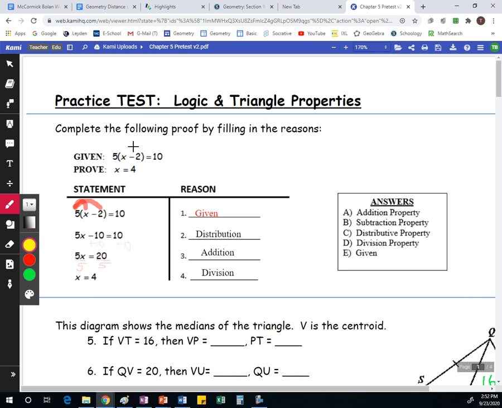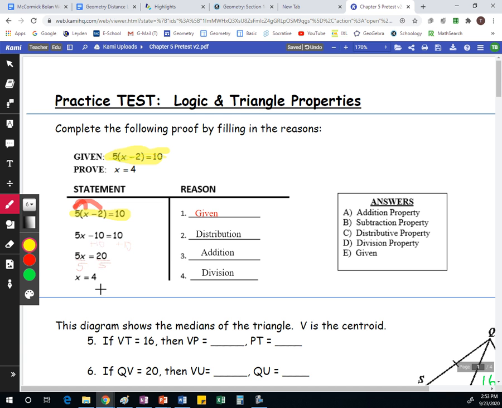We were told in this problem that 5 times the quantity x minus 2 is equal to 10. That's the first thing we put in our proof, which is why that first line is always given. We have to restate what we were told at the beginning of the proof. And then we simply distribute 5 times x and 5 times 2 to get 5x minus 10 equals 10. So that was the distribution property.